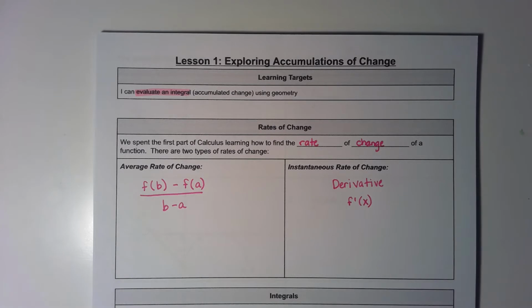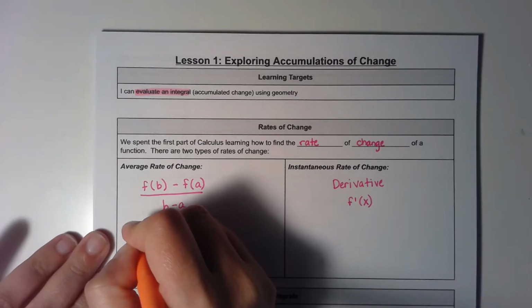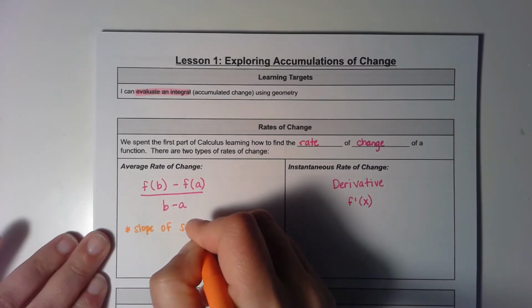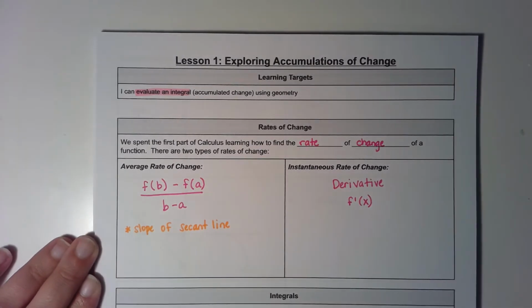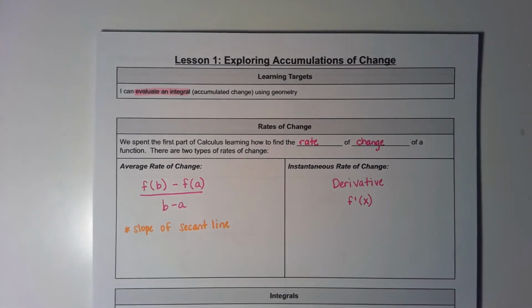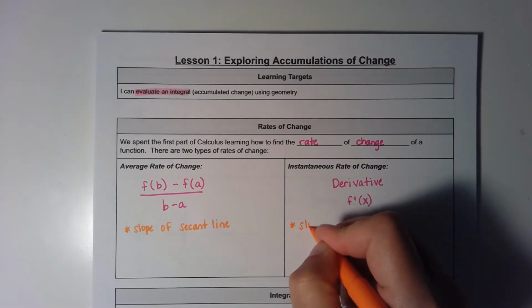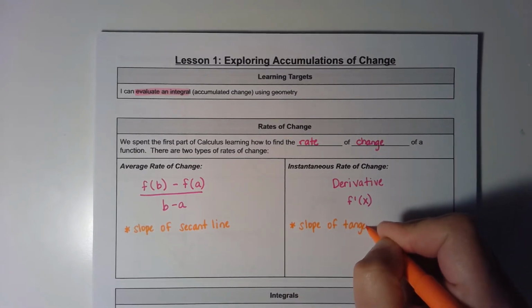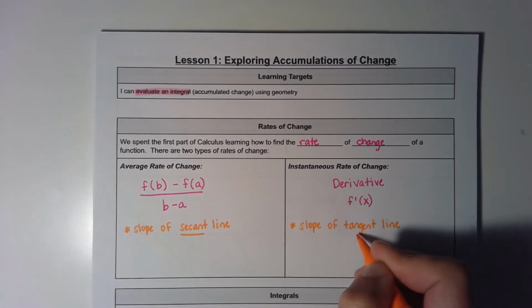Now, there are a couple important things that we need to know about these two types of rates of change. The average rate of change is going to be the slope of the secant line. So if you draw the line that goes through those 2 points, it's going to be the slope of a secant line that cuts across a graph and touches it in 2 spots, whereas the derivative is going to be the slope of the tangent line, which means that it is the slope at a single spot where it brushes the graph.